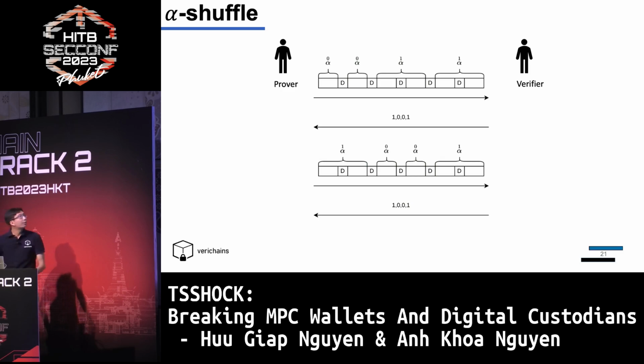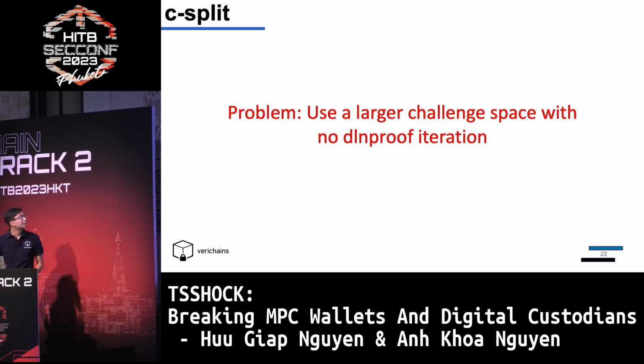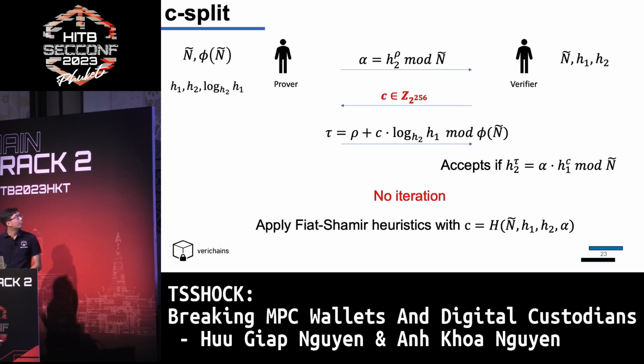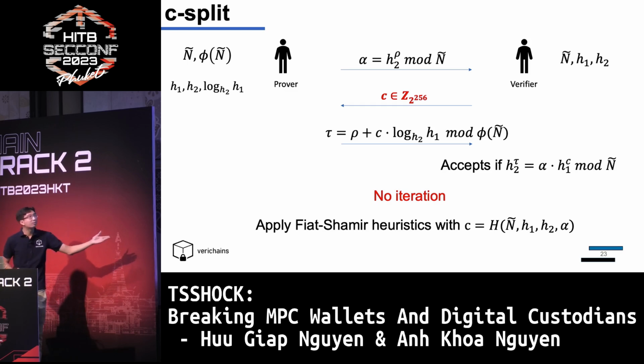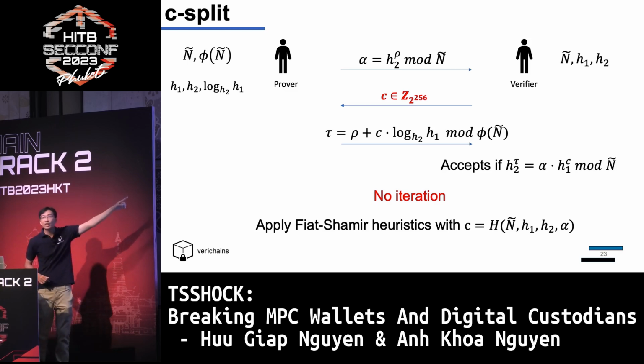So the next part is that we're gonna talk about the C-split. C-split is actually a problem that arises when you use a larger challenge space with no DON proof iteration. So this is what they fixed. So remember before, C was only 0 or 1. But now, let's take C to be something very, very big. And you don't repeat anything of it.